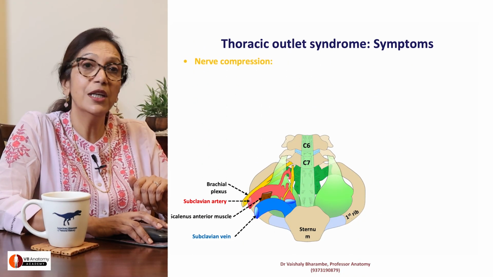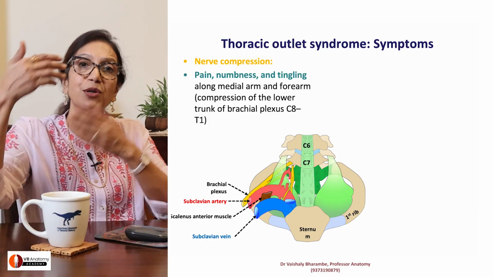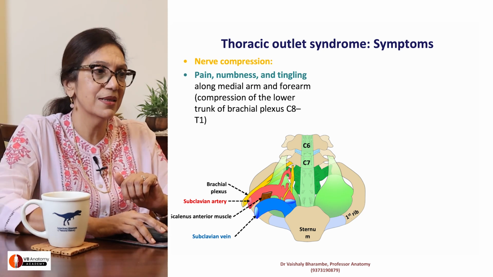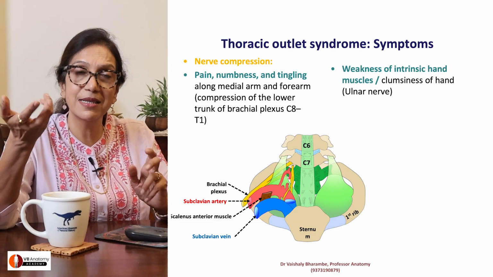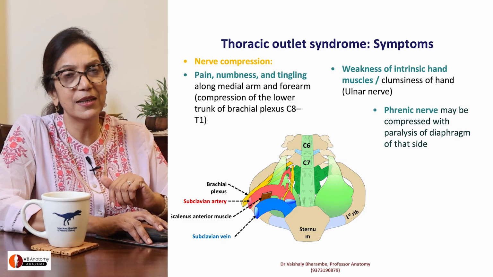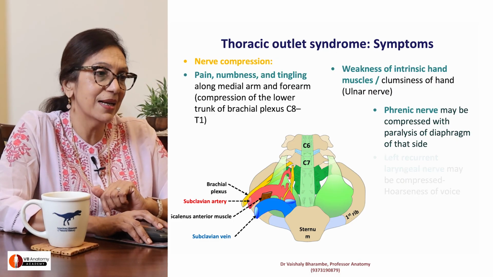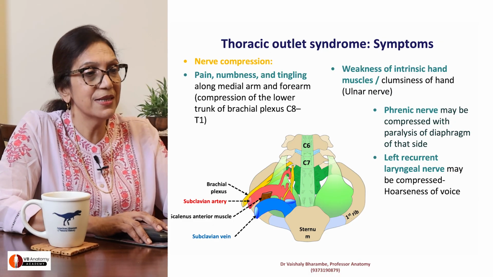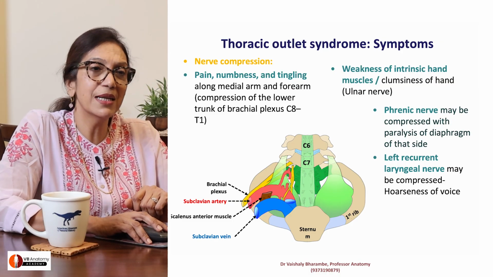Now let's talk about the nerves, okay? So pain, numbness, tingling along the medial aspect because lower brachial plexus, remember C8, T1 is getting compressed. Ulnar nerve is getting compressed, so the ability to move his hand is hampered. Maybe the phrenic nerve, which is crossing the subclavian at this point, could be also involved, resulting in diaphragmatic paralysis of that side. Or you may have a hoarseness of voice if the tumor is on the left side, compressing the left recurrent laryngeal nerve. So these are all symptoms of thoracic outlet syndrome.